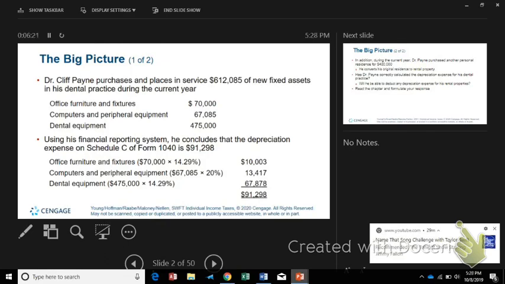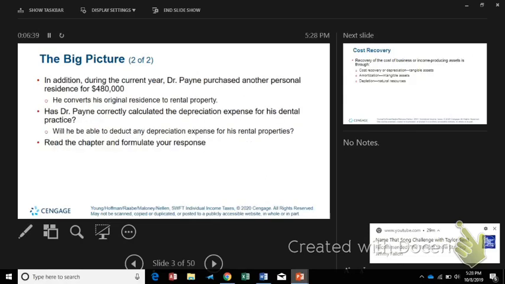All right, so he came up with his depreciation expense based on these, and look at these numbers, 14.29 and 20%. Those are numbers that he figured out, and he came up with this 91,298. That is just your basic depreciation numbers that he came up with. And we'll refer back to that.